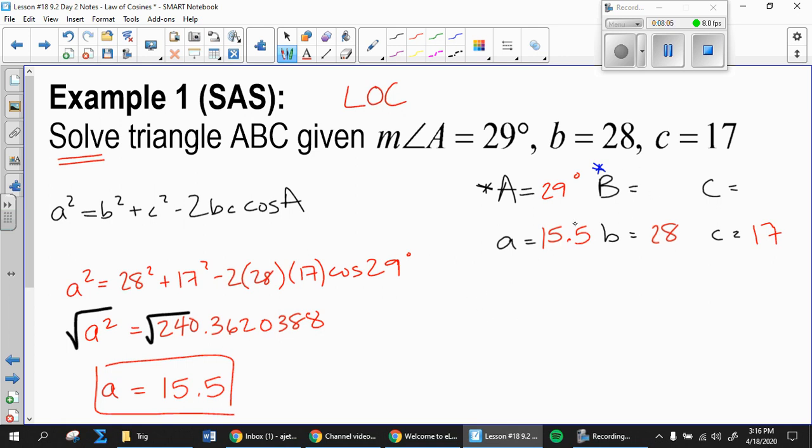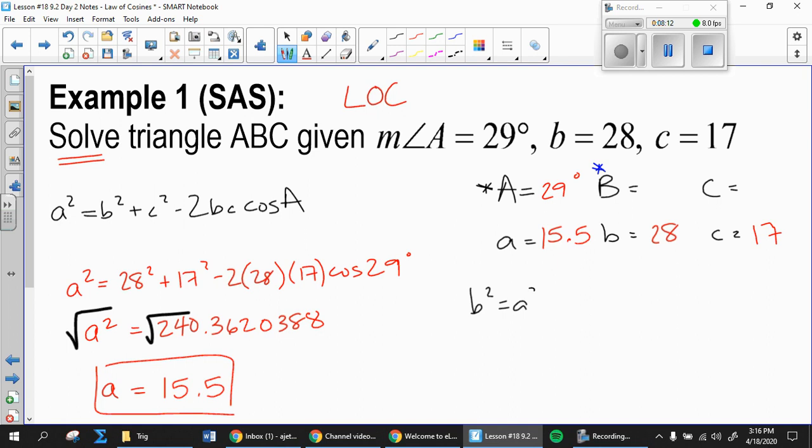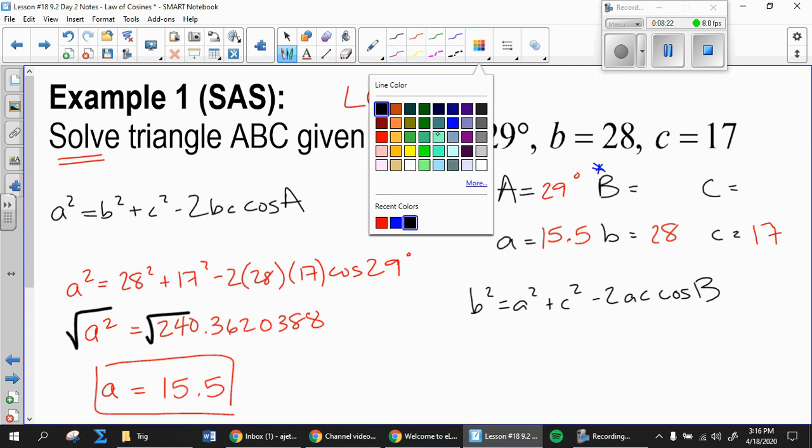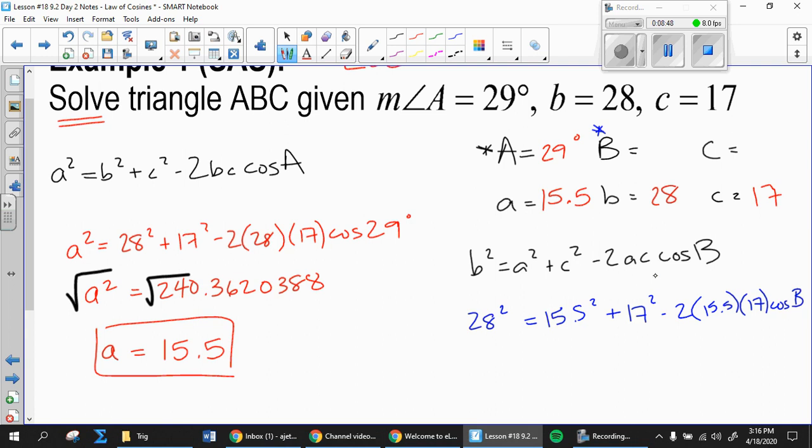Since I'm trying to find angle B, that's the formula I'm going to use: B squared equals A squared plus C squared minus 2AC cosine of B. So plug in what we know: 28 squared equals 15.5 squared plus 17 squared minus 2 times 15.5 times 17 cosine of angle B. Now, we can't just type that whole thing in, because we have this variable over here, so I need to simplify this problem by parts.